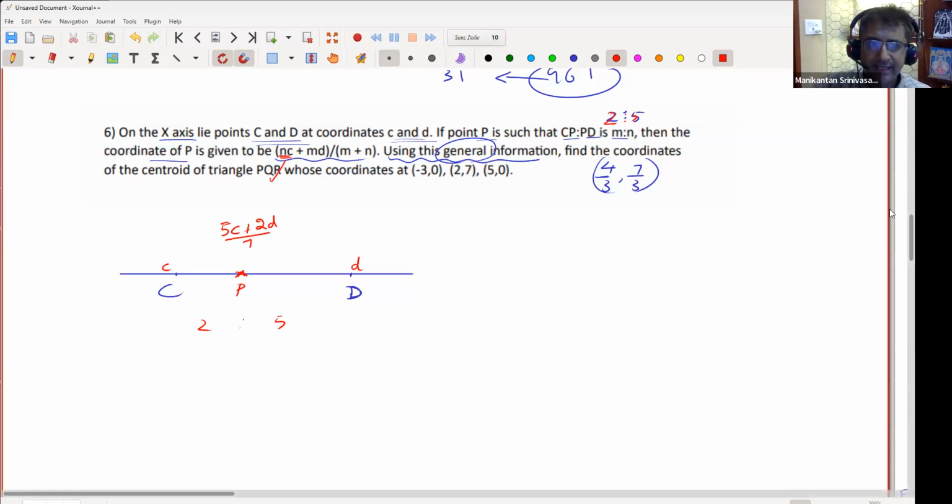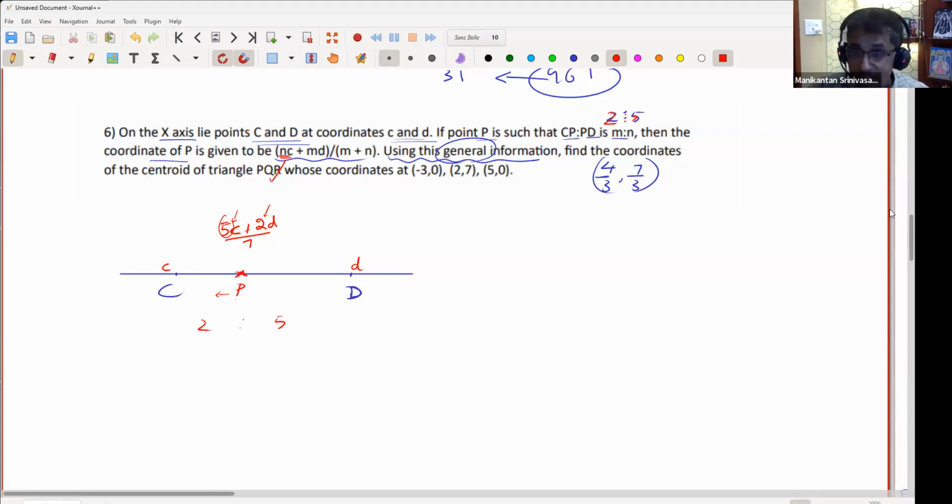Now, does this make sense? Why should there be more bias towards C? You're dividing by 7, which is like normalizing, but you're taking 5 parts of C and only 2 parts of D. That makes sense because the point P is closer to C than to D. It's only 2 parts away from C, whereas it's 5 parts away from D, which means the coordinate of P should look more like the coordinate of C and less like the coordinate of D. Does this make sense to everyone?